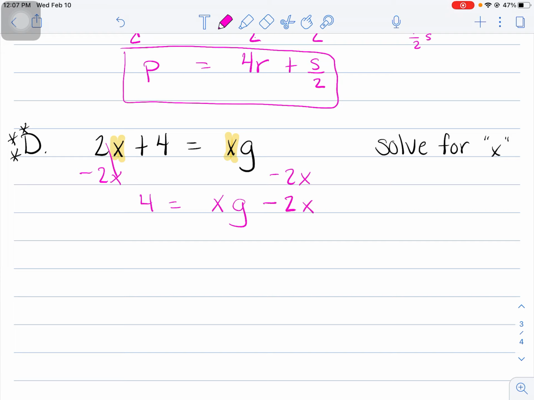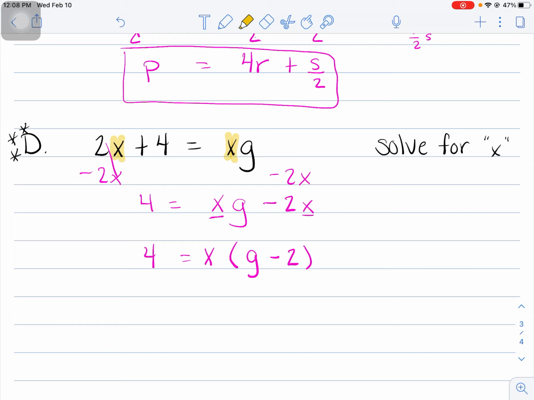Now, a lot of people will be like, well, these aren't like terms, I can't combine them. And you're right, you can't. But notice that they both have a common factor. So we're going to factor it out. We're going to pull out an X, and we're left with G minus 2.